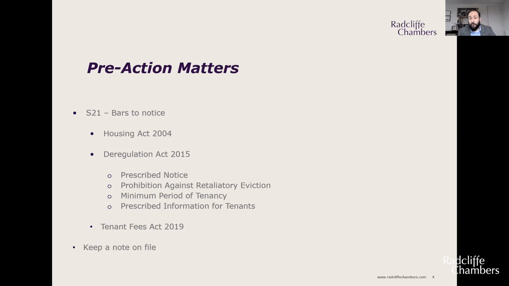So what is that information? It's things like an EPC certificate, a gas safety certificate, and the prescribed information about rights and responsibilities of a landlord and a tenant that exist in the Ministry of Housing guide, How to Rent: the checklist for renting in England. Section 39 of the Deregulation Act requires that. So it's always good to check, has this information been provided? And if not, make sure it's provided before a notice is served.